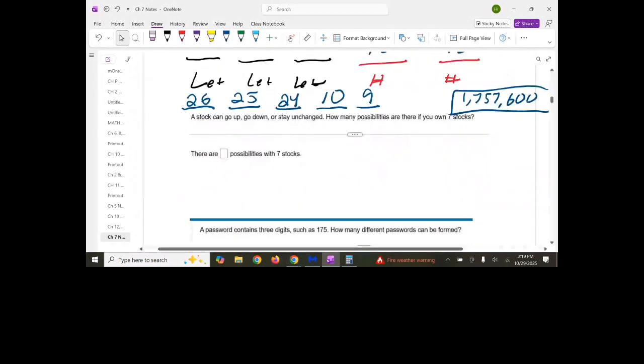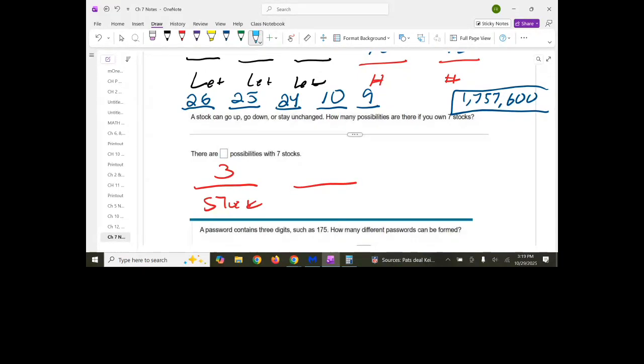Okay, so let's take a look, y'all. It says a stock can either go up, or it can go down, or it can stay unchanged. So, y'all, our stock has three options: going up, going down, or staying the same. And the number of stocks is 7, right? So, what are the possibilities? 3 times 7, there's a total of 21 possibilities, right? Because there's 7 stocks, and every one of those has 3 options to either go up, go down, or stay the same.